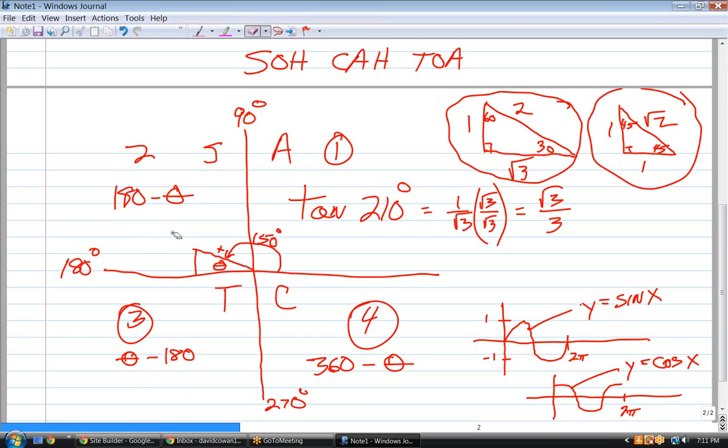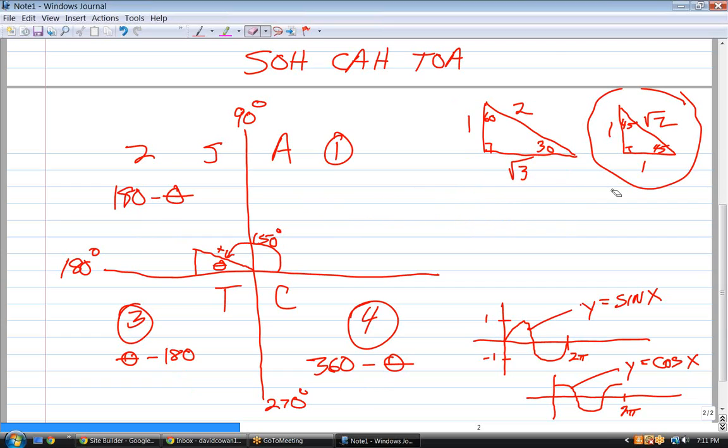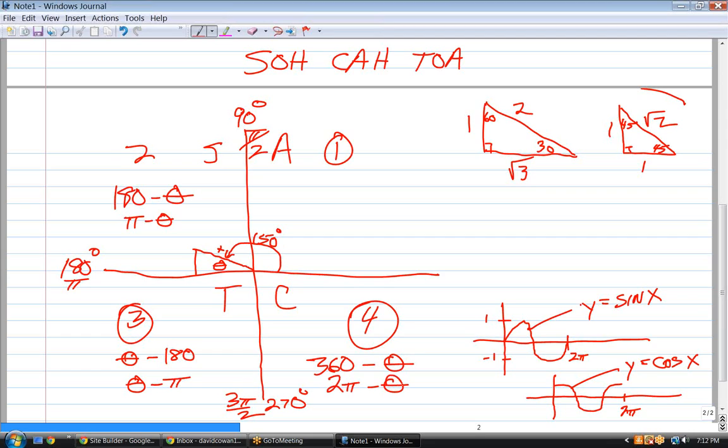Now, let's go through one last thing, and that is what it is in radians. Well, the 90 degrees becomes pi over 2. The 180 becomes pi. The 270 becomes 3 pi over 2. This 180 minus theta becomes pi minus theta. This becomes theta minus pi, and this becomes 2 pi minus theta. Now you can answer anything.